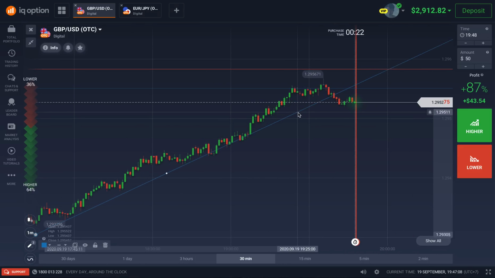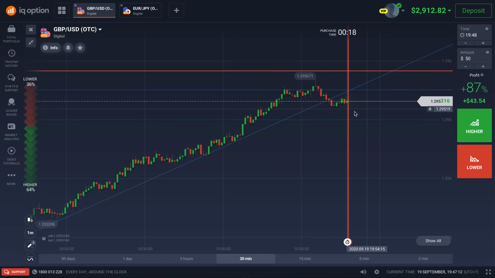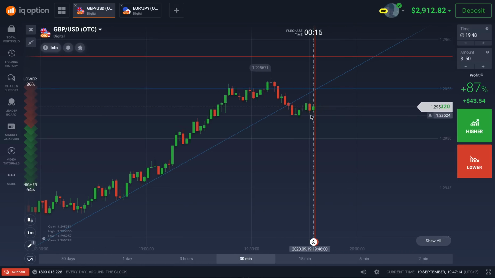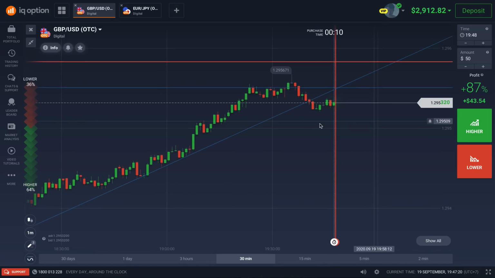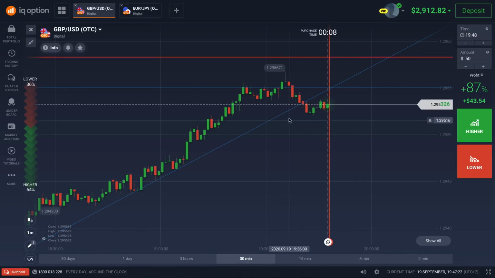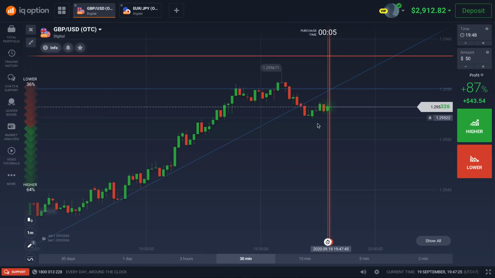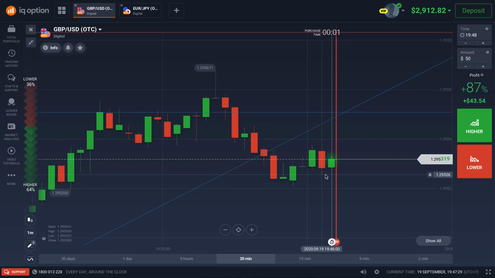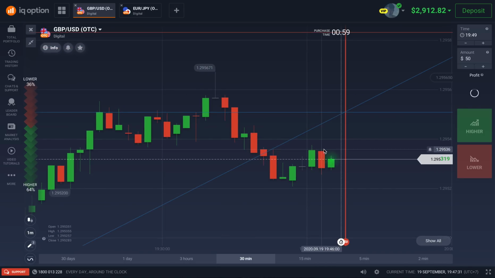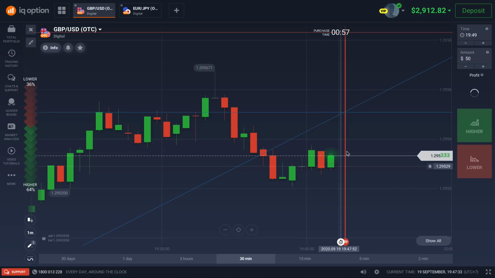Okay, so we don't see anything taking place, but what you can see is it stays around this area, and then it looks like they want to go back up. I can see that this candle is indicating something more bearish, but then a bullish one arises.